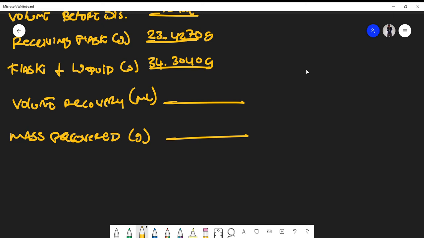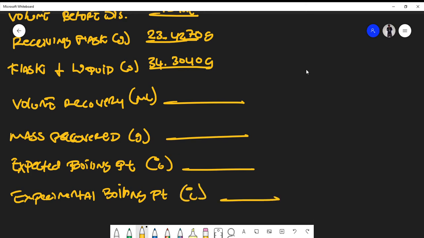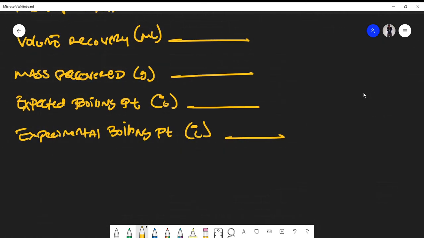We also need to fill out what is the expected boiling point of the compound and what is the experimental boiling point. So the expected boiling point, and that's in degrees C, and the experimental boiling point, that's also in degrees C. Now the experimental is what we do in the lab. The expected is the theoretical value.